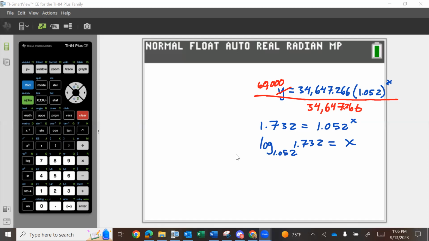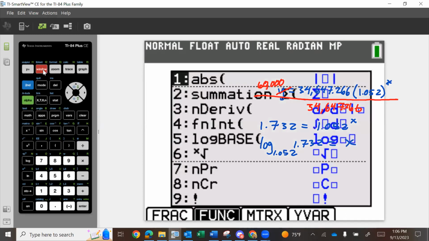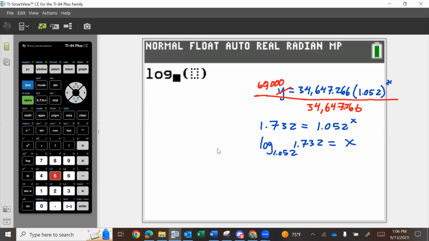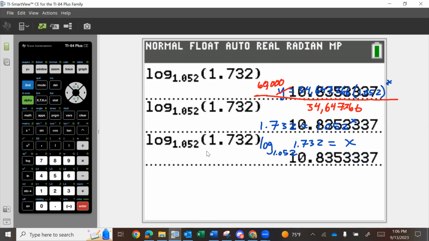How do we do this? Glad you asked. You'll notice if I go to alpha window, option number 5 says log base. Alpha window 5, and you just type it in. There are other ways on this calculator to get to this same feature, and that's fine. If you know one of them and you want to do that, I don't care. Okay. I can't read that, so let me go, there we go.